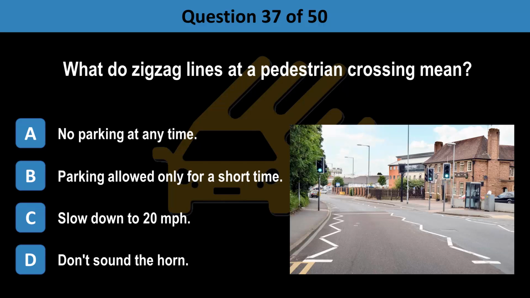What do zigzag lines at a pedestrian crossing mean? A. No parking at any time. B. Parking allowed only for a short time. C. Slow down to 20 miles per hour. D. Don't sound the horn. The correct answer is A. No parking at any time.